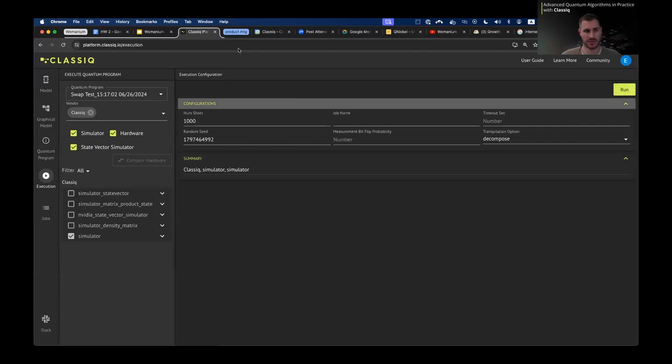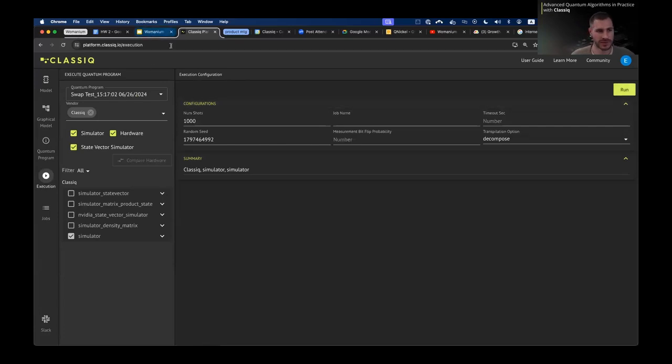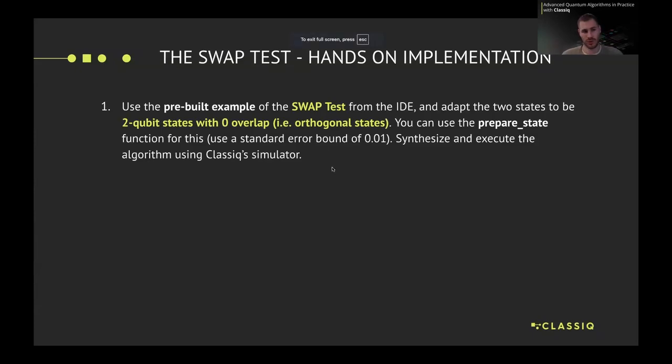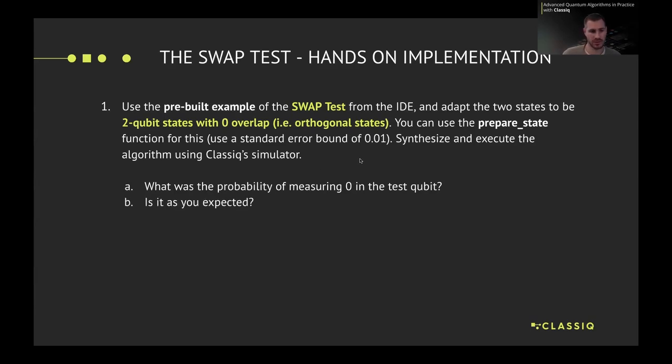it on a simulator. So this is the first exercise, and now if I share the slide again, I want you to go over what we did now, to use the previous example of the swap test from the IDE, and adapt the two states to be 2-qubit states with 0 overlap. So what we did now is not 0 overlap, and you can think, 0 overlap are 2 orthogonal states. Now we did something different, and use the prepare state function, and I want you to run it, and to understand what was the probability of measuring 0 in the test qubit, and is it as you expected.